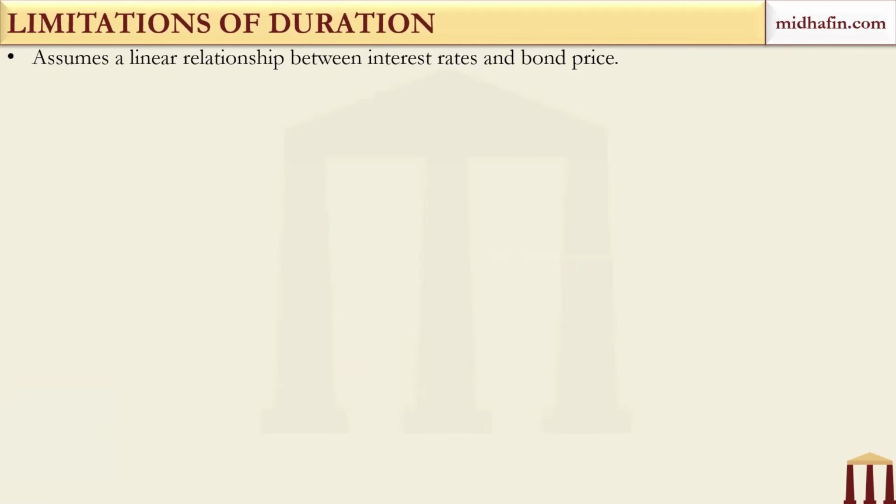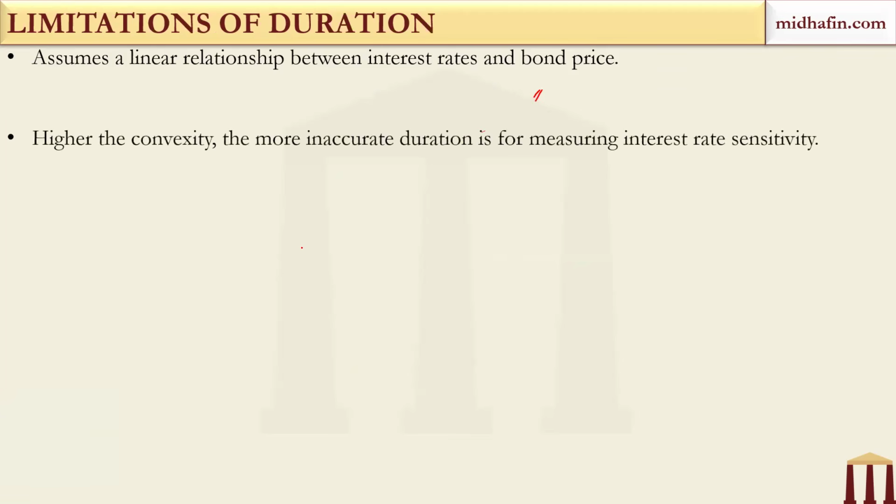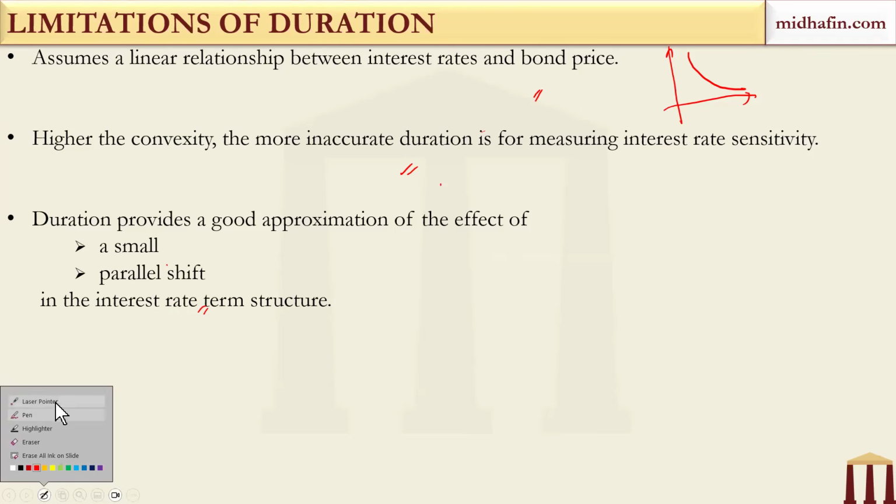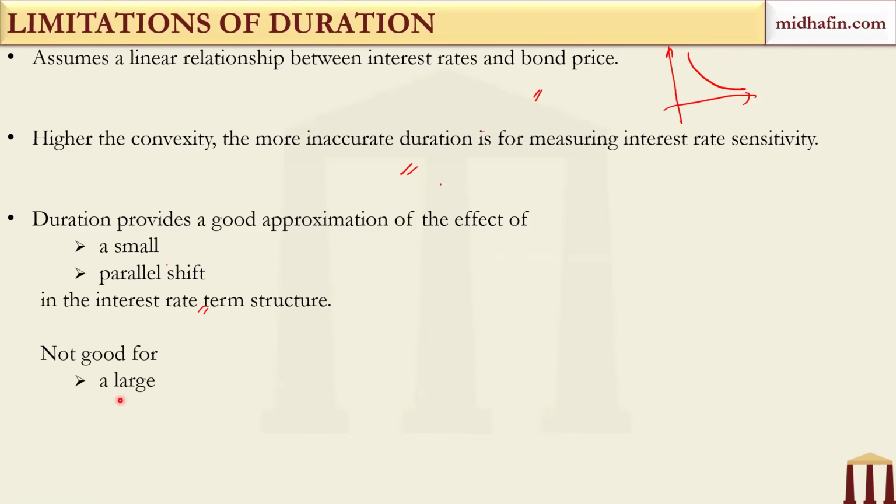It assumes a linear relationship between interest rates and bond price. That is the first problem. If the convexity is higher, because you know that this is the relationship, you've all seen the diagram, right? If this curvature is higher, then duration becomes more and more approximate. Duration provides a good approximation if you have a small and parallel shift in the interest rate term structure, but it is not good for a large and non-parallel shift in the interest rate term structure.